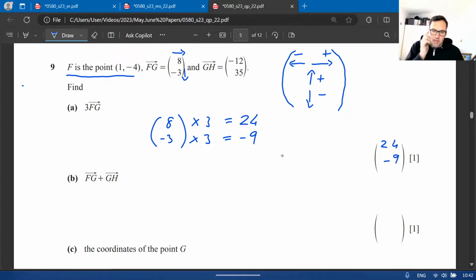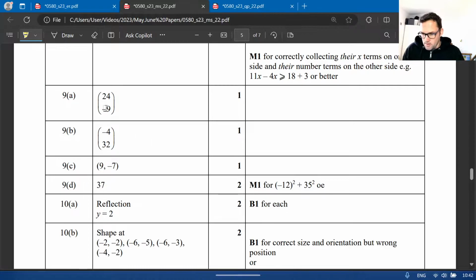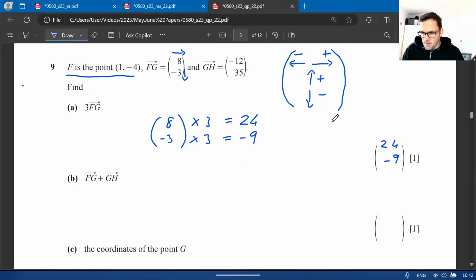See, that was pretty easy to do. Okay, and that's the correct answer, and it says lots of candidates got this right. The next one tells us FDGH. So here they got another one, GH. This tells us now we need to move 12 spaces to the left and 35 spaces up.